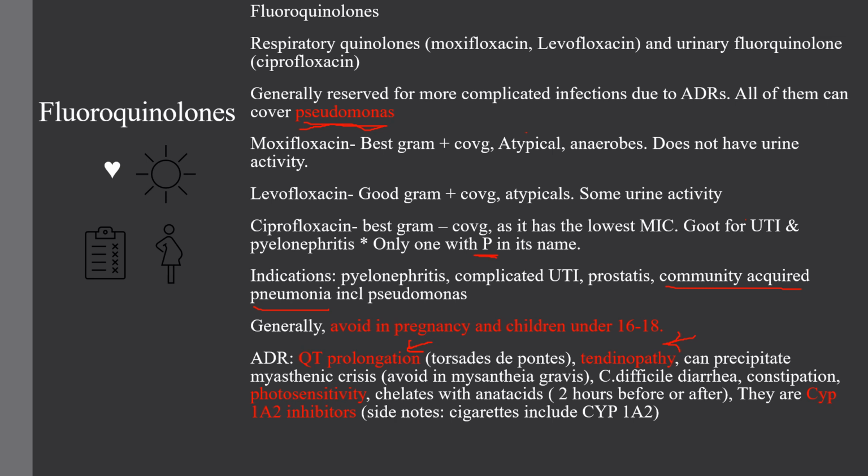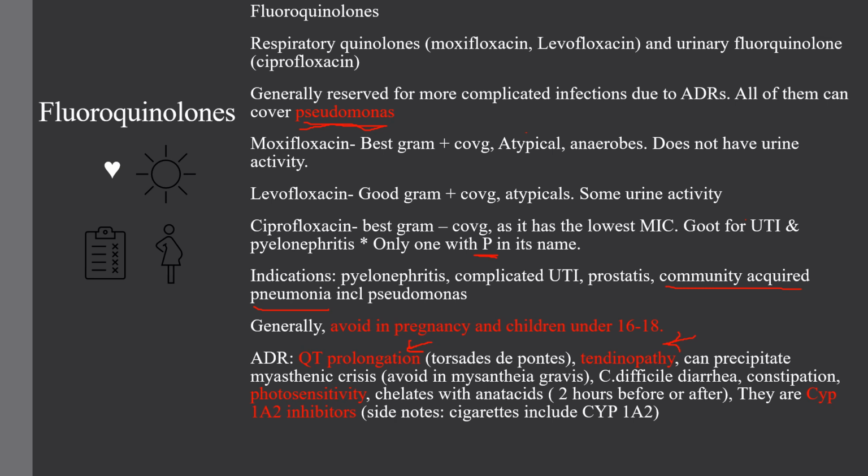It can precipitate something called myasthenic crisis, so you want to avoid that in myasthenia gravis. And it also causes some C. difficile diarrhea, constipation, photosensitivity. It also chelates with antacids, so you need to take it 2 hours before and after. Also, I forgot to mention that for the tetracyclines as well. So you want to take it at least 2 hours before or after antacids, and if you can, take it on an empty stomach as well.